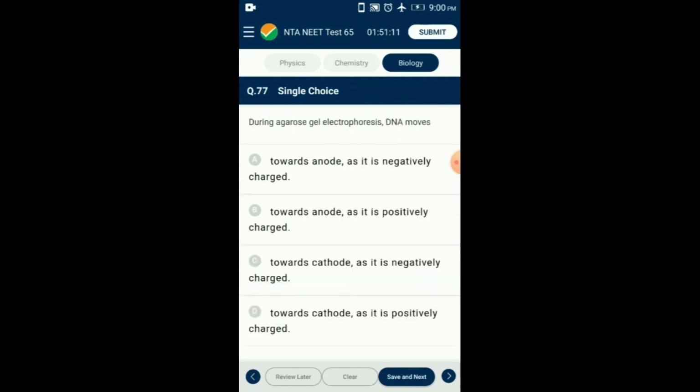Question number 77. During agarose gel electrophoresis, DNA moves. After treating the purified DNA with the restriction enzyme for digestion, the progression of the digestion is analyzed by agarose gel electrophoresis. DNA is negatively charged. It progresses towards the anode. So the answer for this question is option A, towards the anode as it is negatively charged.